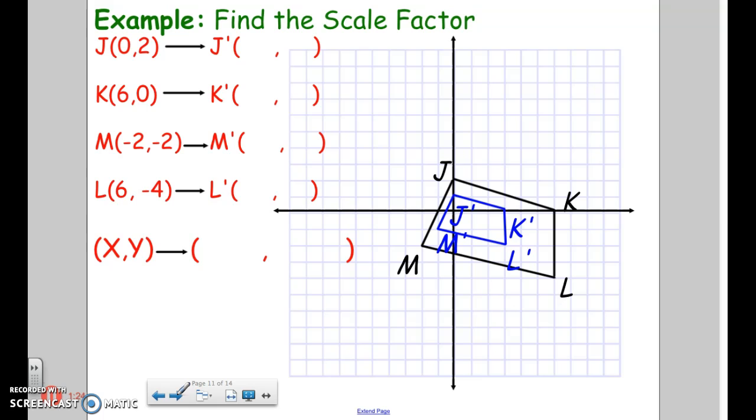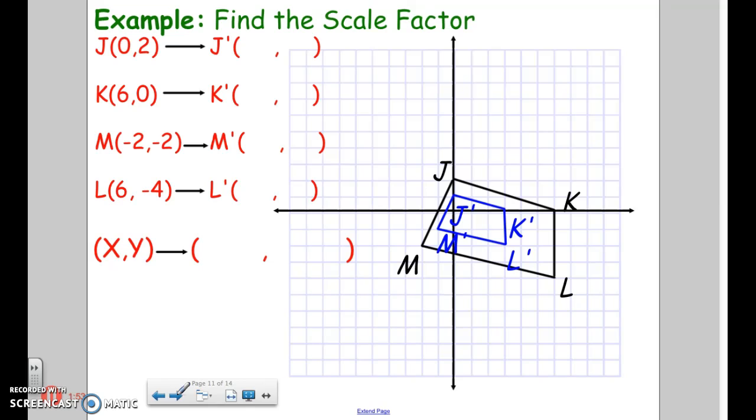So now I'm not only going to find the scale factor, I need to find some ordered pairs as well. So I've given you all the original ordered pairs for J, K, M, and L. So these are all my pre-image locations. So I need to find what the image would be sitting at so I can go back and do some math and figure out my scale factor. But just looking at the picture, you should be able to tell if it's an enlargement or a reduction. And since my picture is going within the other, this is a reduction in size.